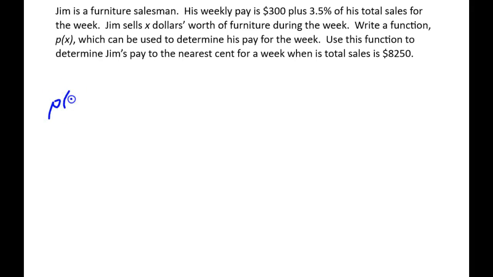So we have an equation p of x equal to, we always want to convert this percent to a decimal, so 0.035, that's the rate, times x, which is the dollars worth of furniture during the week, plus his base fee or salary of $300. So p of x equals 0.035x plus 300.